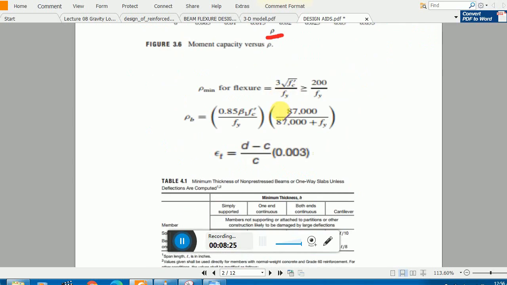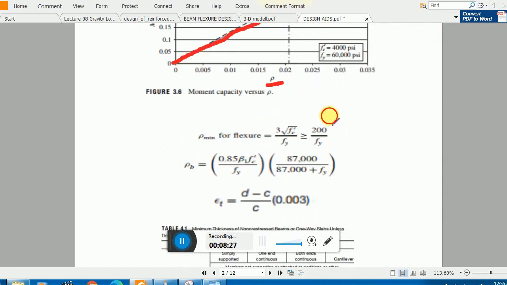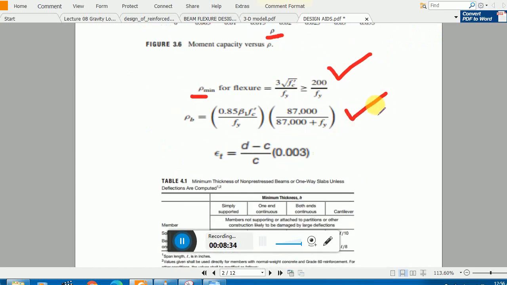Remember, the next thing, the rho minimum value, you already know this value. We have to calculate our rho minimum value from these two equations. Rho balance, you must already know rho balance. Remember, this is the rho balance equation: 87,000 divided by 87,000 plus Fy. Now here you have to plug in the actual value of your Fy. Let's say you are using 60 KSI, then here you have to plug in 60,000. Remember, 87,000 is basically in PSI. If you divide this by 1000, then you get 87 divided by 87 plus 60 KSI.